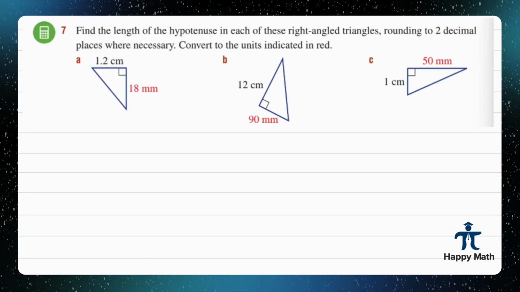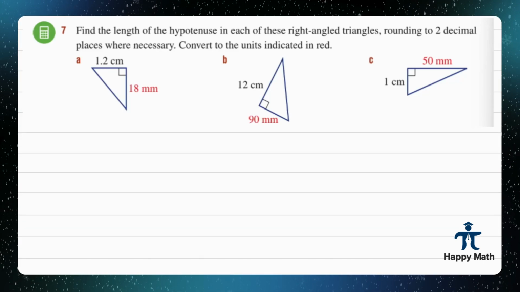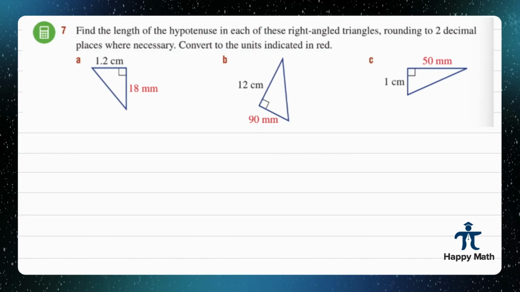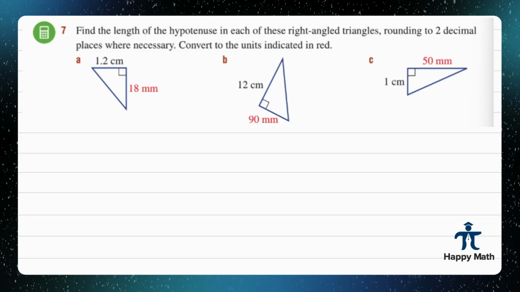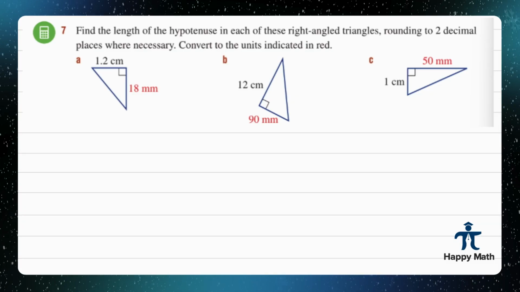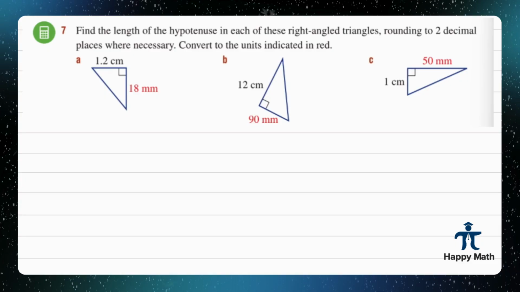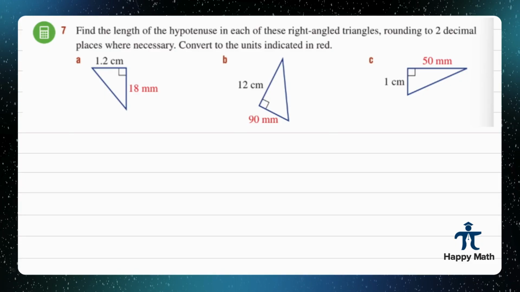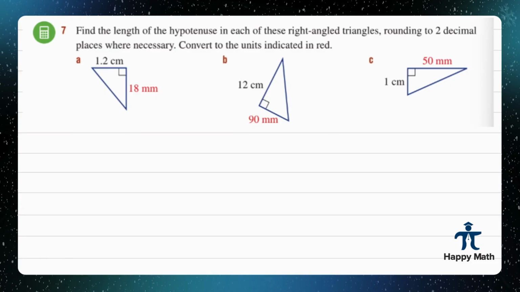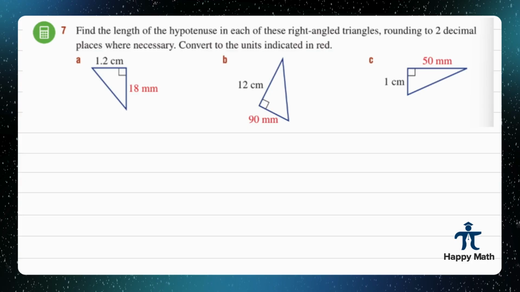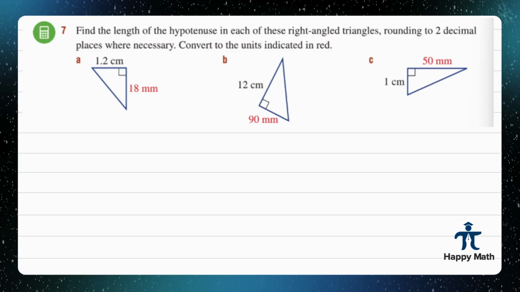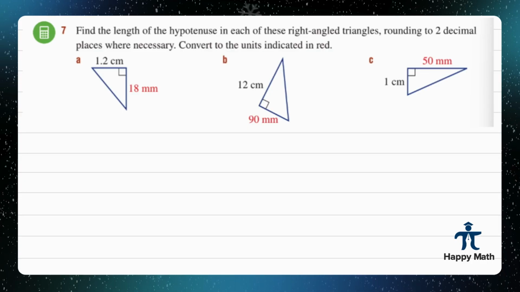About question 7, we have a problem about the unit of the values here. Find the length of the hypotenuse in each of these right-angled triangles. Round to 2 decimal places where necessary. Convert to the units indicated in red. I mean, the question means you need to change from the different unit to the red unit.